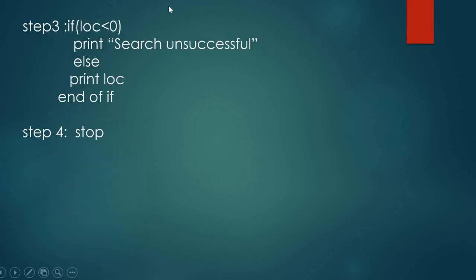Then after completing the whole while loop, we check the location. If the location is less than 0, that is, if the element is not there in the array, the location will be minus 1 itself. In that case, we print search is unsuccessful. Otherwise, we print the location.